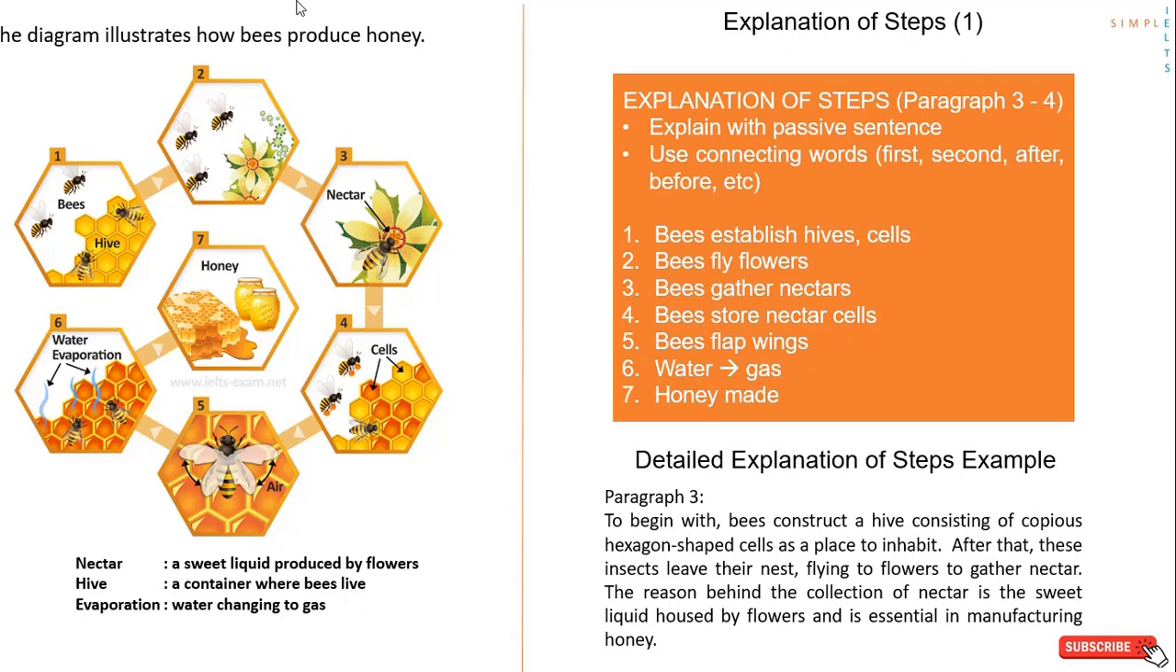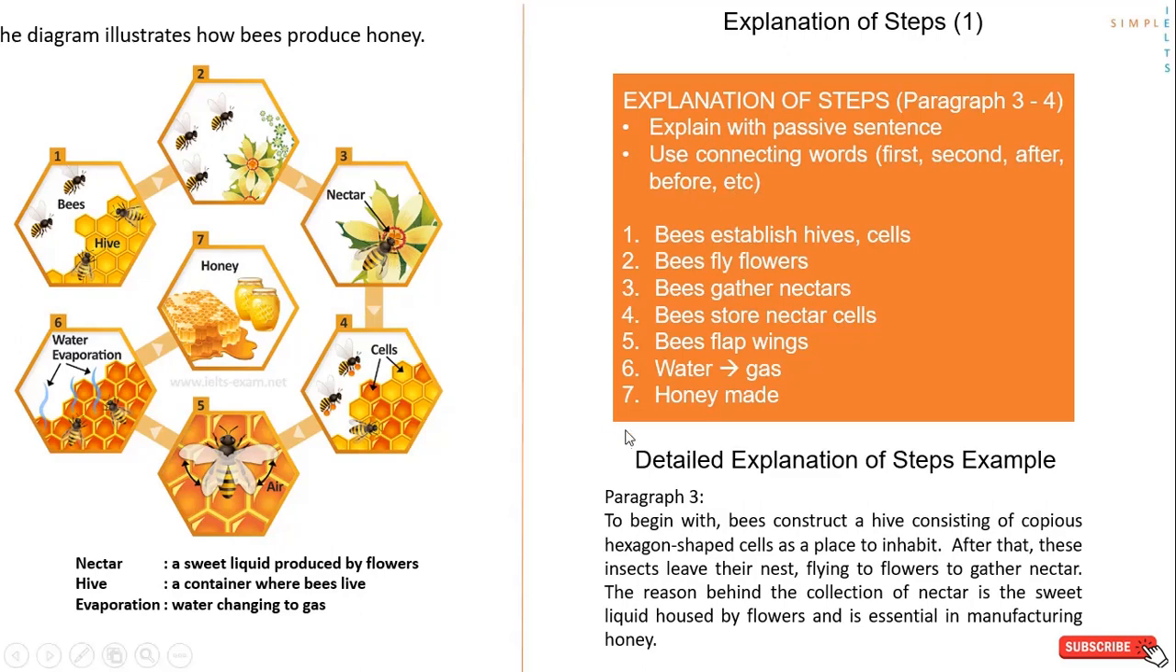We can write it in the third paragraph. So to begin with, bees construct a hive consisting of copious hexagon-shaped cells as a place to inhabit. After that, these insects leave their nest, flying to flowers to gather nectar. The reason behind the collection of nectar is the sweet liquid housed by flowers and is essential in manufacturing honey. So to begin with, that is an example of connecting words. And then bees construct a hive is bees establish a hive, same meaning. Copious has the same meaning as many.